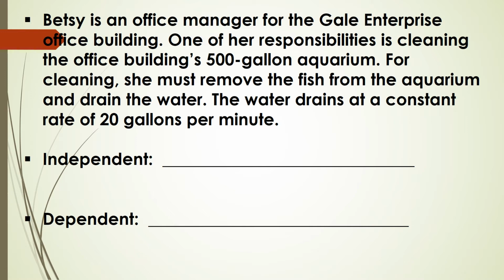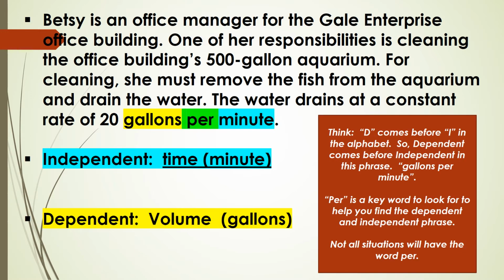What are the two things that we're looking at? I want you to come up with the independent quantity and the dependent quantity right here. Pause me and think of these two things. Now I've already gone ahead and answered them. The two things that we're looking at is time. How long does it take for the water to drain out? And how much water are we draining out?